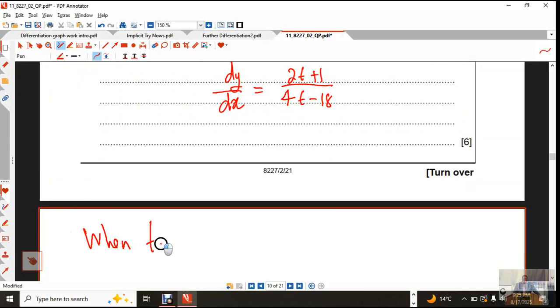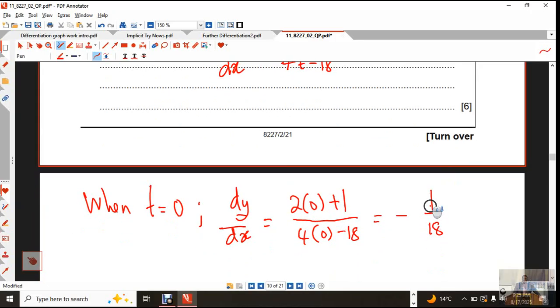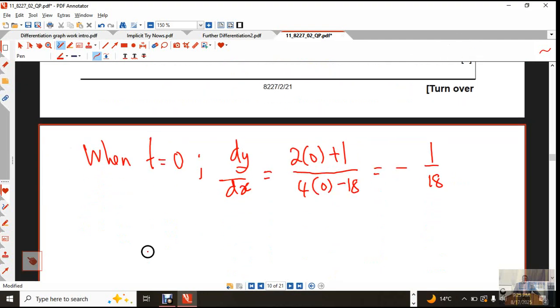When t equals 0, dy/dx is equal to 2 times 0 plus 1 over 4 times 0 minus 18. Of course, this is just going to give you the gradient. We have the gradient m equals negative 1 over 18, and we have the point (0, 0).